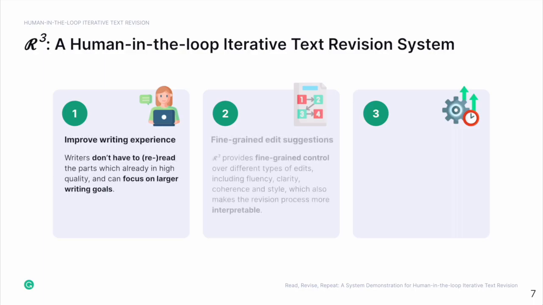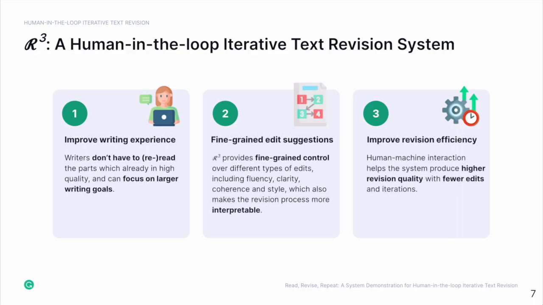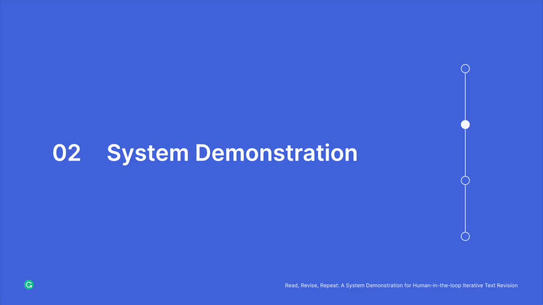So by using our system, we hope to achieve the following three goals: improve writers' writing experience by helping them focus only on the parts that need attention, provide writers with fine-grained and interpretable edit suggestions, and improve the efficiency in revision with fewer edits and iterations. We present some of the experimental results to verify these requirements. Now let's move on to the system demonstration.